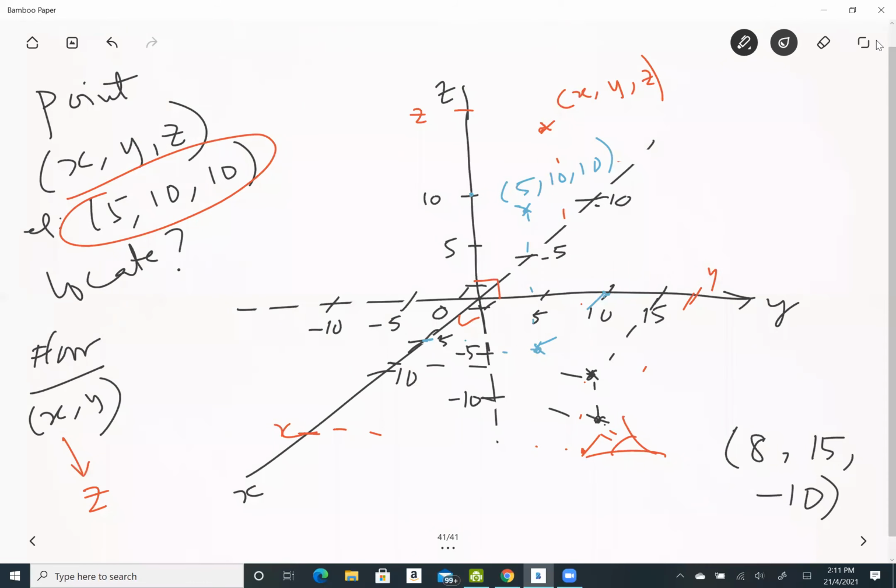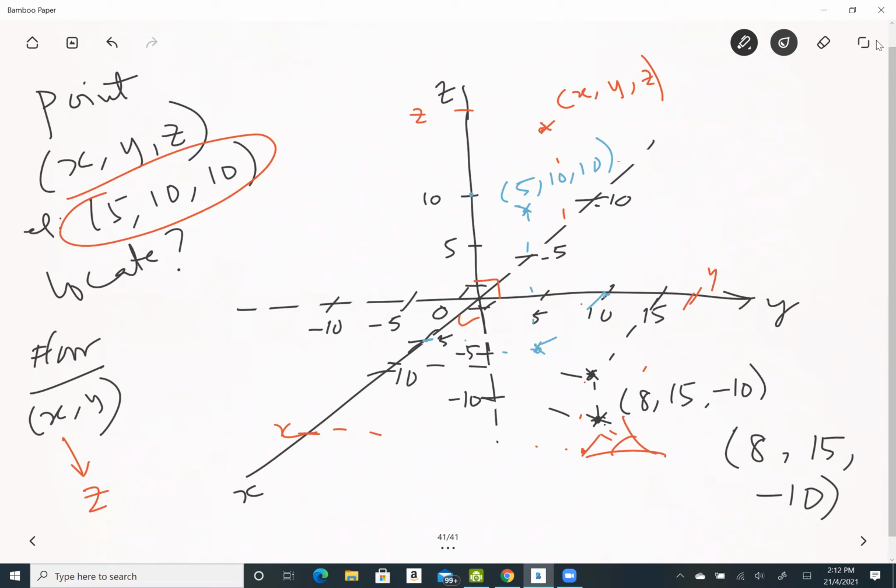So somewhere there. Sometimes the diagram looks strange, but we just try to be as accurate as we can. To draw a three-dimensional object is not easy unless we have a computer to do it. But the thing is, we know how to locate a point.